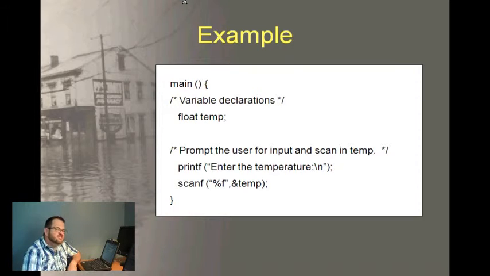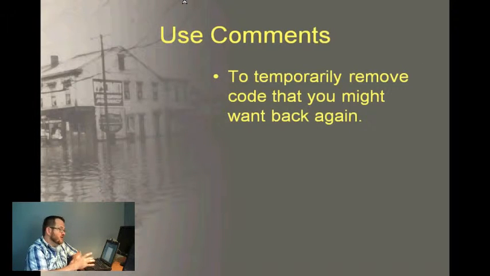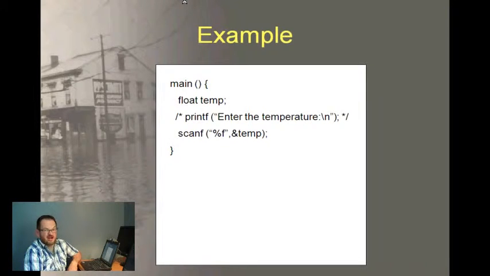Another really handy thing to do with comments is using comments to temporarily remove code you might want to put back again. For example, in this piece of code I have right here, maybe for some reason I don't want that printf line anymore, but I might want it back. If I delete it, it's gone. But if I just put comments around it, the compiler will ignore it. It won't be doing anything with that code. But if I ever want it back, I can just take the comments out, the right word is uncomment that, and then that piece of code is back. Very common thing to do.